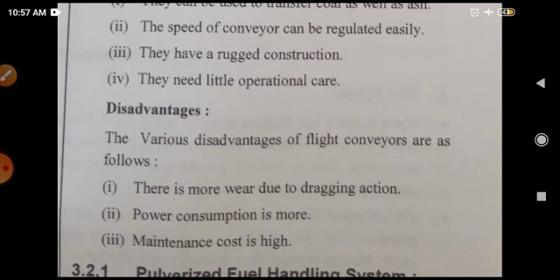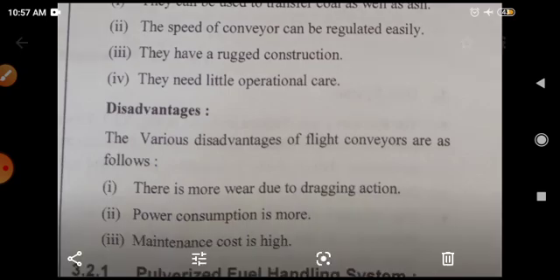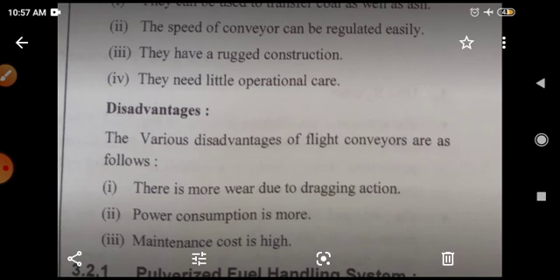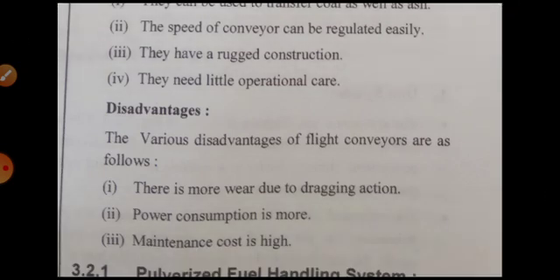Okay, in this way we finish the coal handling system. In the next lecture we will see pulverized fuel handling. That means for the burning of fuel, or burning of that coal, in which form the coal must be, we are going to see.